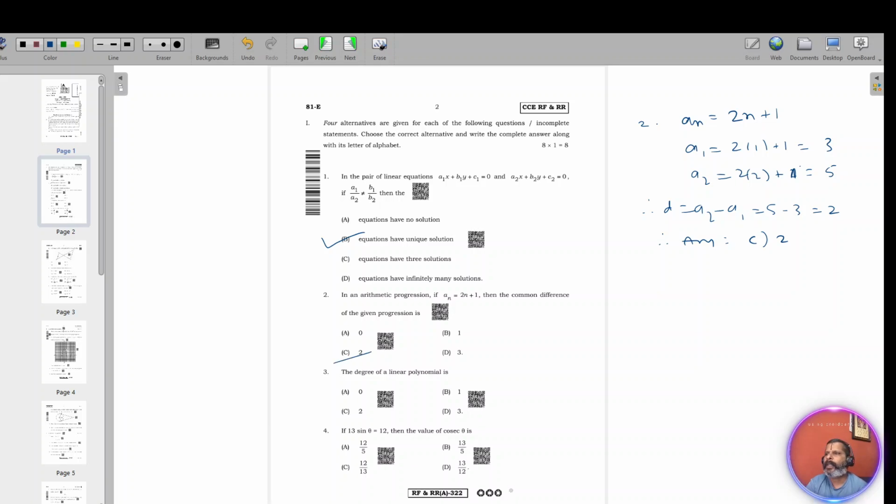Okay. Degree of the linear polynomial. When we say linear polynomial, it will be of the form ax plus b equal to 0. x will have the degree 1. So, degree 1. For a quadratic polynomial, it will be 2.